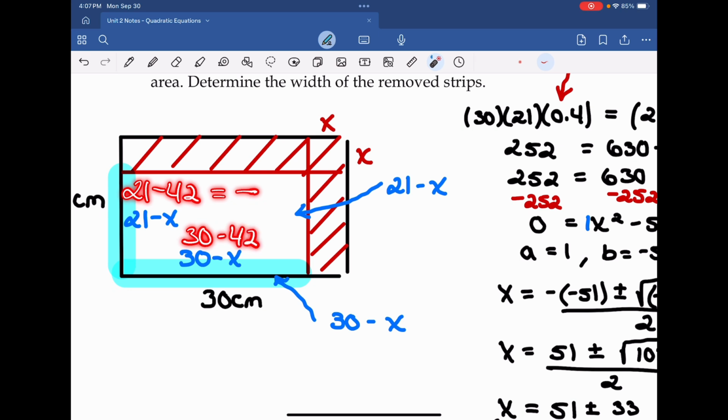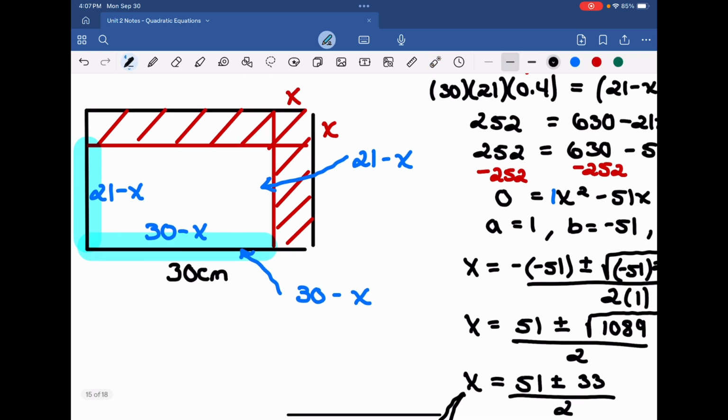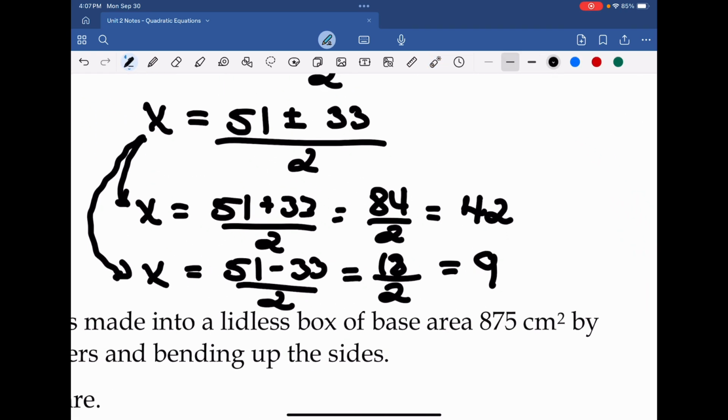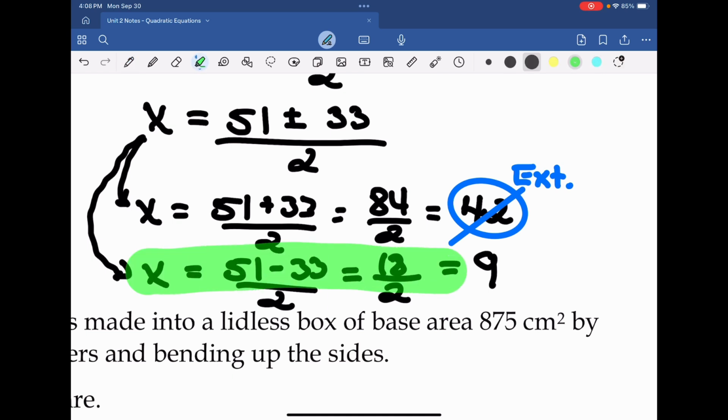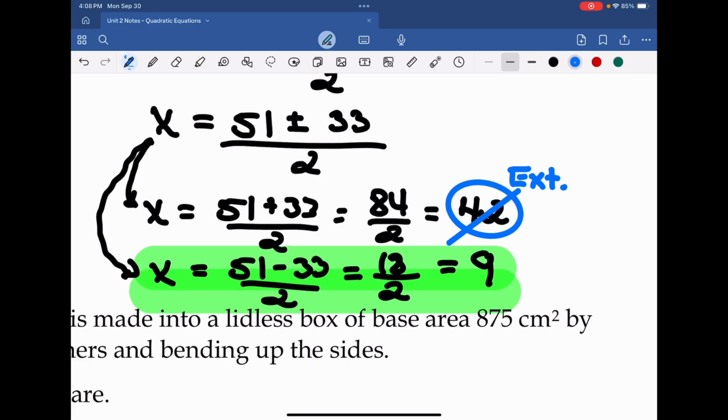30 minus 42, this is also equal to a negative value. And should we have a negative length and width? No. And so we got to be very careful with this. If it does not suit the context of the problem, what I want you to do is circle it, put a line through it, and write ext, meaning this is an extraneous solution. It is beyond the scope of the context of this problem. That means the x value, or the width of the section we take out, is actually equal to 9. It is our other solution.